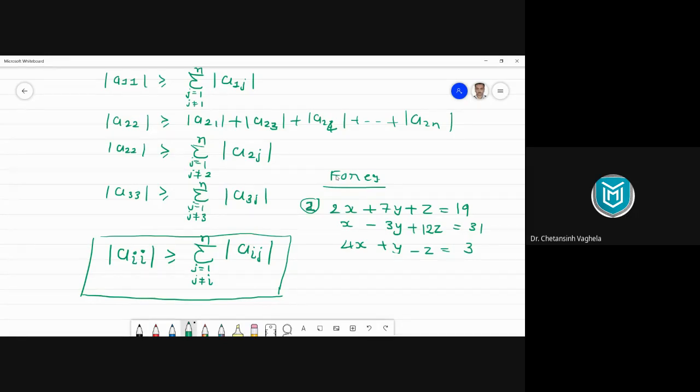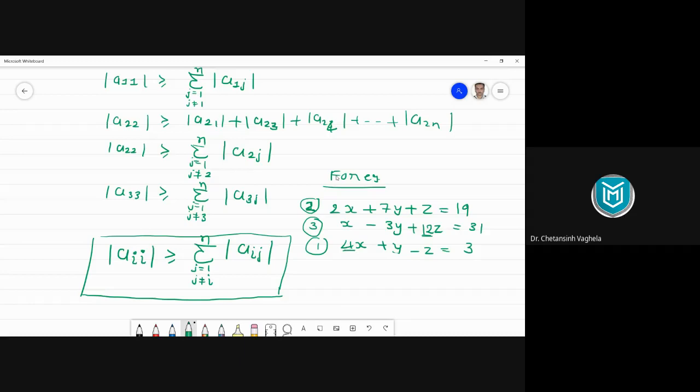Similarly, in this second equation, which is the highest entry? 12, right? 12 is the highest value. So 12 is the third value here. So we can make this equation our third equation. And in the first equation, the highest value is the first one. So we can make this one first.